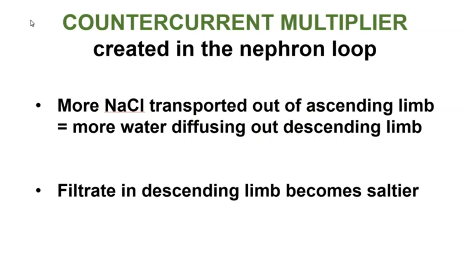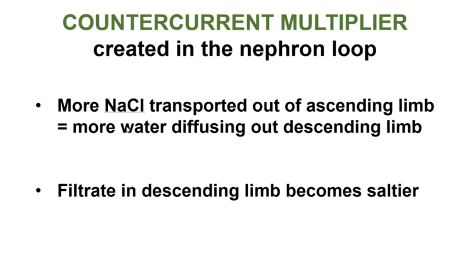So we saw that the countercurrent multiplier was created in the nephron loop. We saw that the more sodium chloride that is transported out of the ascending limb equals more water diffusing out of the descending limb. So once again, the kidney here is pulling the solutes and the water out of the filtrate that it needs.